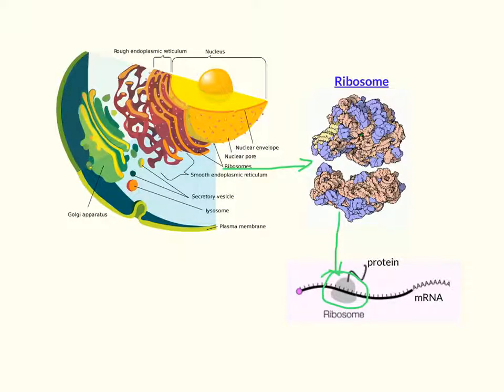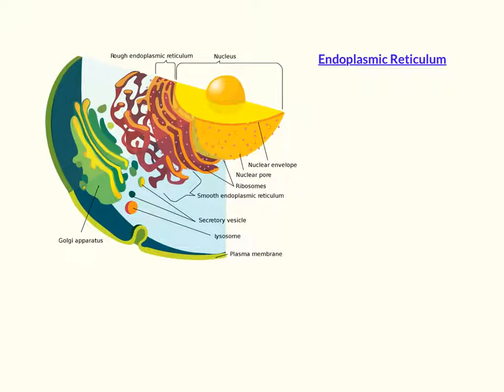Ribosomes can be found floating freely in the cytoplasm or attached to internal membranes. They are usually represented in cell models as dots. Endoplasmic reticulum, abbreviated as ER, comes in two types, rough and smooth. The rough ER is studded with ribosomes and looks rough. The smooth ER is more tubular and has no ribosomes, so it looks smooth.